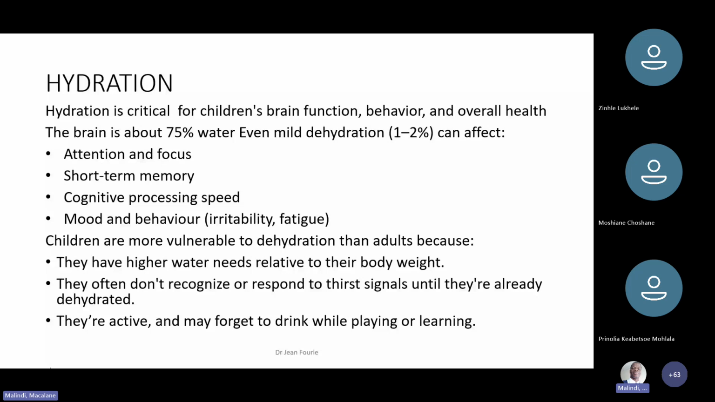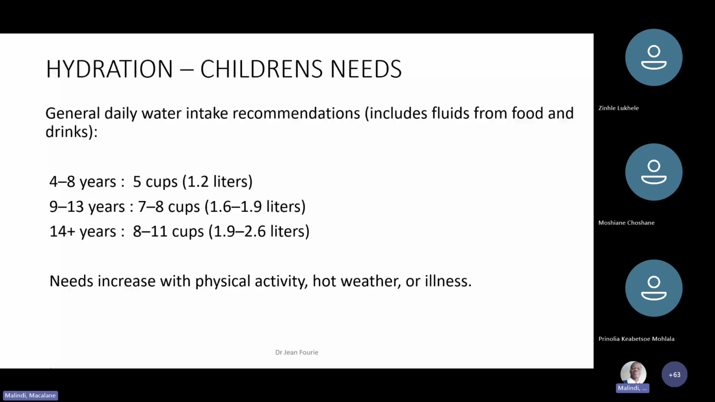Research has shown that children are more vulnerable to dehydration than adults because they tend to have higher water needs relative to their body weight. Children also don't often recognize and respond to the thirst signals that their body is giving them until the brain is already dehydrated. So often children are very active and they're doing lots of playing, and they might forget that they need to drink. So as teachers, we need to be cognizant of the idea that we need to be drinking enough water. So research has been done on the general daily water intake recommendations, and this includes water that comes from the food that you eat and the drinks that you have.